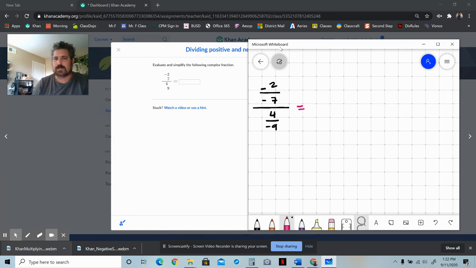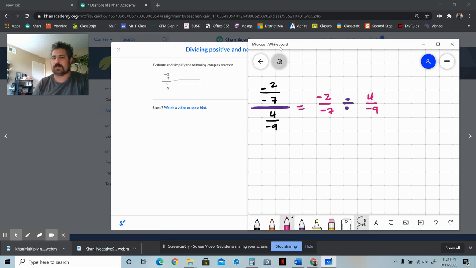Watch. You just take that first one, negative 2 over negative 7. Put that in front. The fraction line is divided by. That's divided by right there, okay? So we can make that all color-coded if you like. That's your purple divided by. That's your divided by. See? Top divided by bottom. And the bottom we have 4 over negative 9.